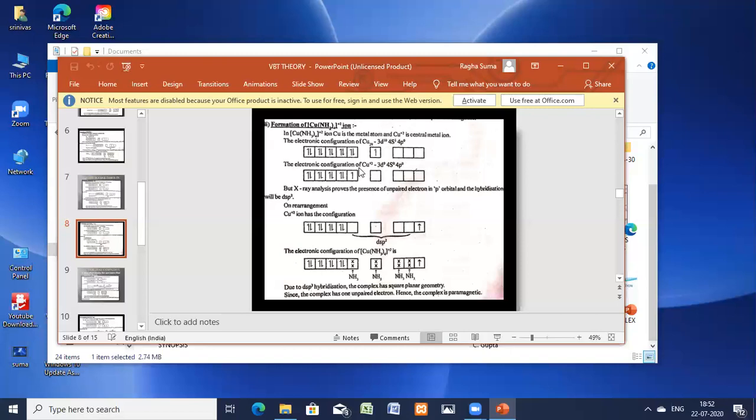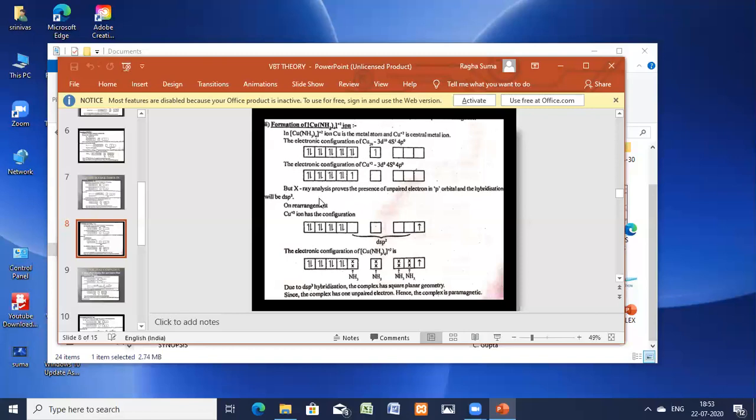Now for Cu2+, 2 electrons are lost, one from the s orbital and the other from the d orbital. It has lost 2 electrons and has got a +2 charge. Earlier was the configuration of the central metal atom in the ground state. Now this is the electronic configuration of the copper cation, Cu2+, with 2 electrons lost.